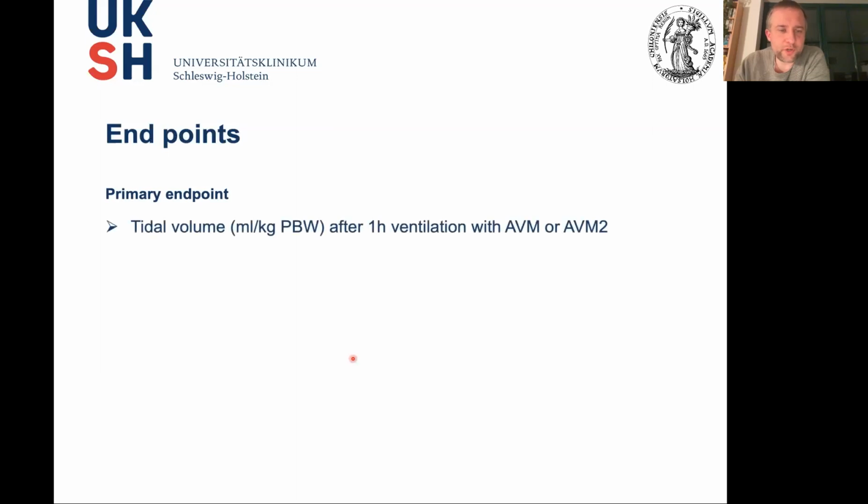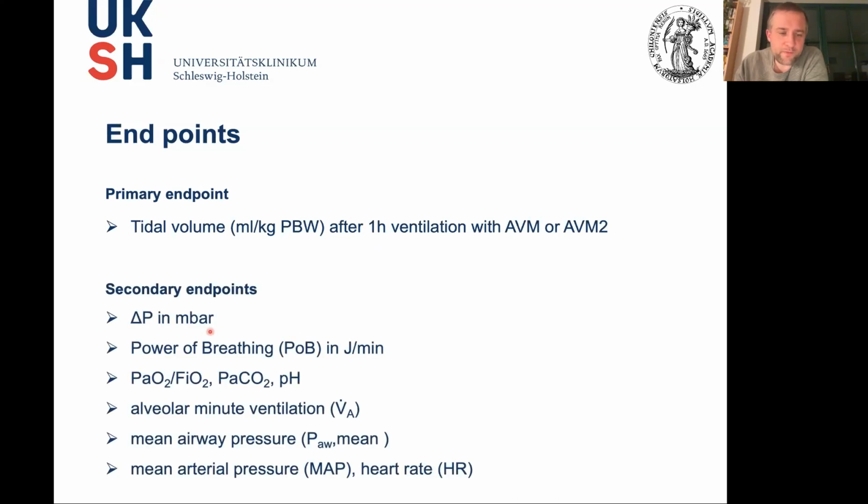So the primary endpoint of our study was tidal volume, very simply in milliliters per kilo predicted body weight, after 1 hour of ventilation with AVM or AVM2. The secondary endpoints were driving pressure, mechanical power of breathing, PF ratio, PCO2, pH. Alveolar minute ventilation was very important to us, because obviously it's easy to increase respiratory rate and decrease tidal volume to get the same global minute ventilation. But the question is, when you take dead space into account, will you still have the same alveolar minute ventilation?